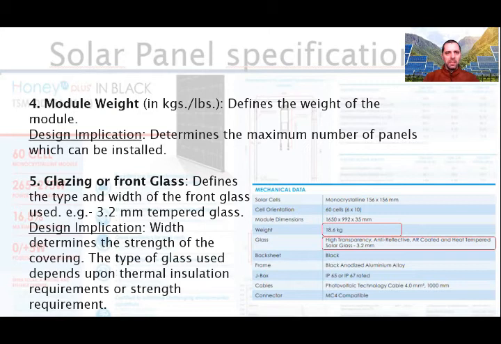The fourth parameter is the module weight. It defines the weight of the module. This panel is 18.6 kilograms. It determines the maximum number of panels which can be installed. The fifth parameter is glazing or front glass. It defines the type and width of the front glass used, for example, 3.2 millimeters tempered glass. The width determines the strength of the covering. The type of glass used depends on thermal insulation requirements or strength requirements.